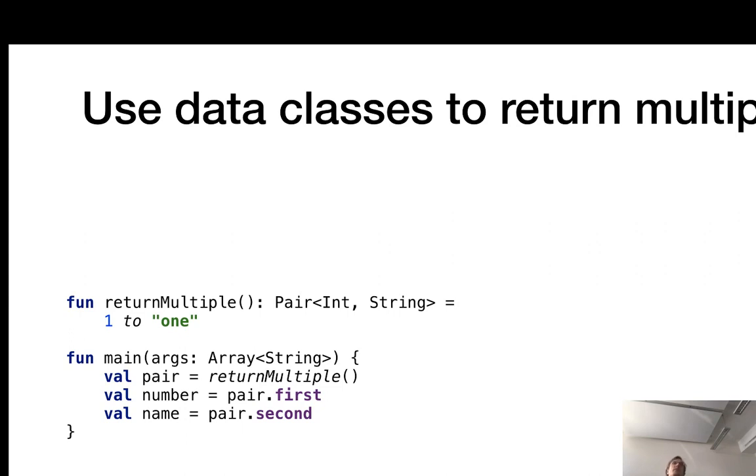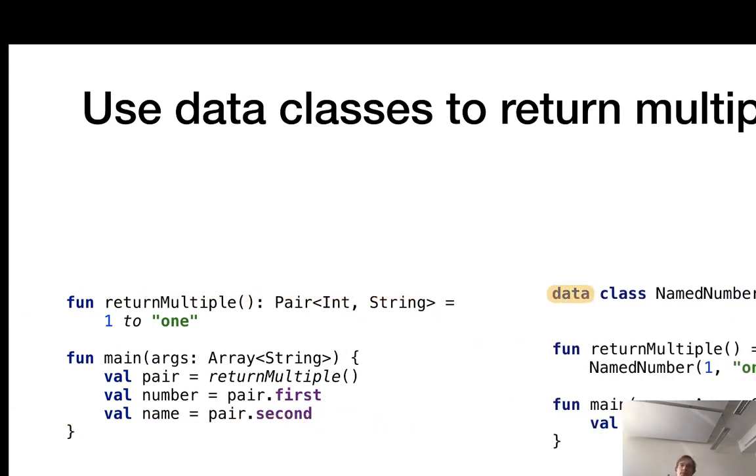And the downside of this is that it may not be clear for the caller of the function what those things actually mean. So like, what's the first element in the pair? What's the second element in the pair? What's the semantics of those? And instead of using the pair class, it's very often beneficial to declare a specific class for this case.